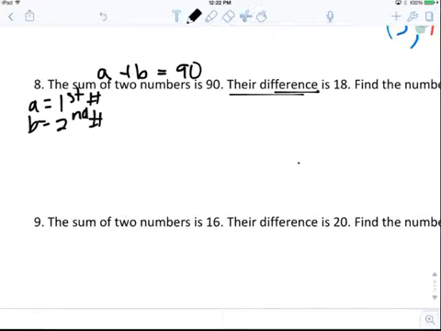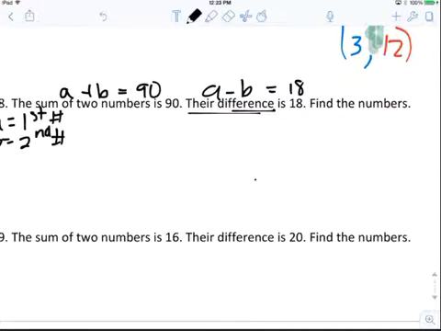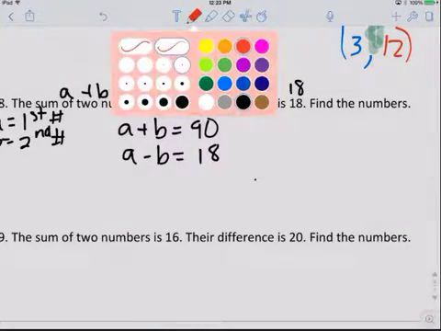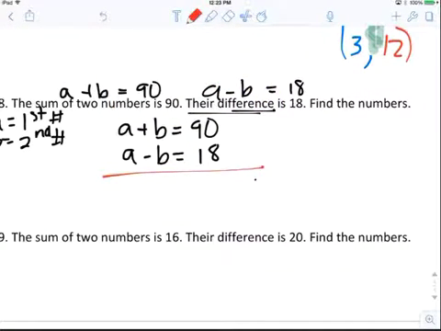A minus B equals 18. Find their numbers. Okay, you need to use substitution. A plus B equals 90. A minus B equals 18. Sorry, kids, elimination. That's 0. You eliminate.